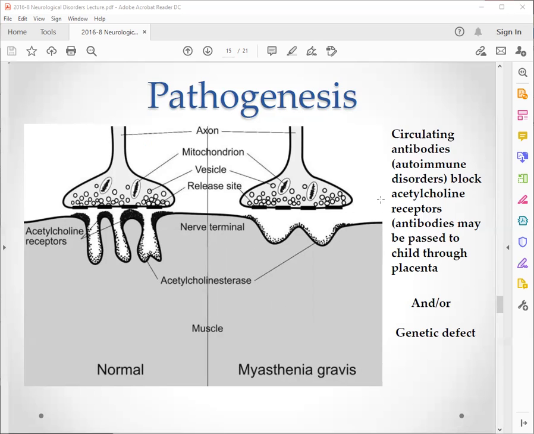It's thought that circulating antibodies or autoimmune disorders may also block acetylcholine receptors, and those antibodies may be passed to the child through the placenta. It could also be that an individual has a genetic defect that results in reduced expression of these acetylcholine receptors.